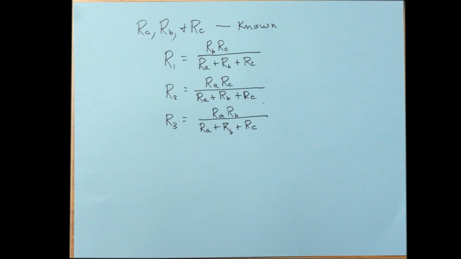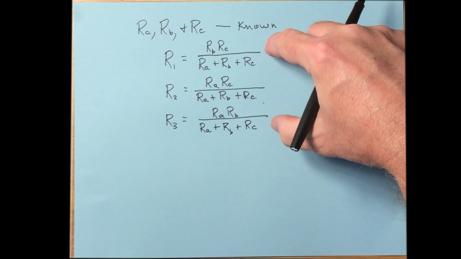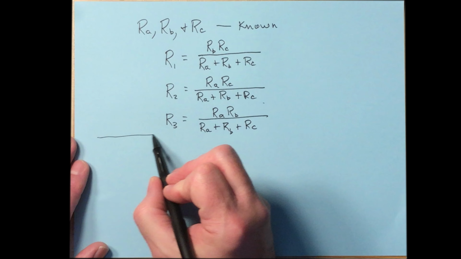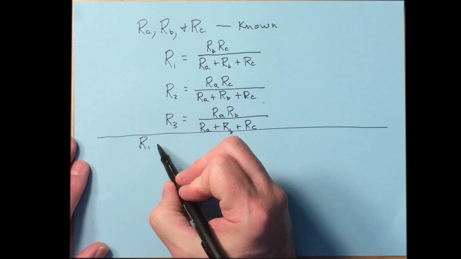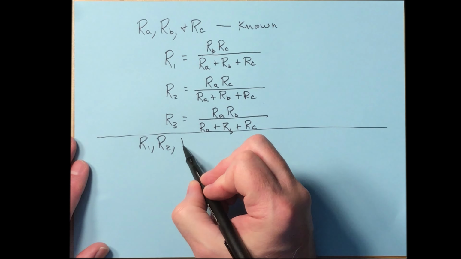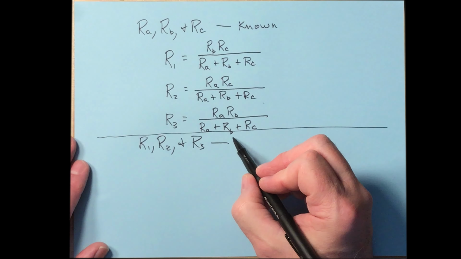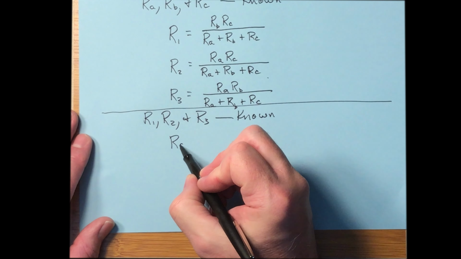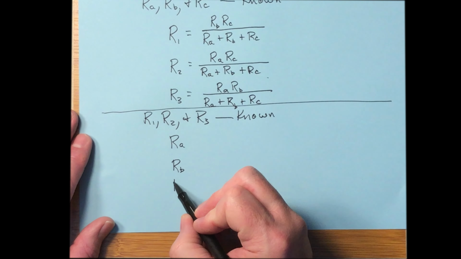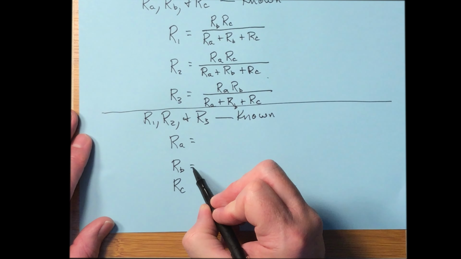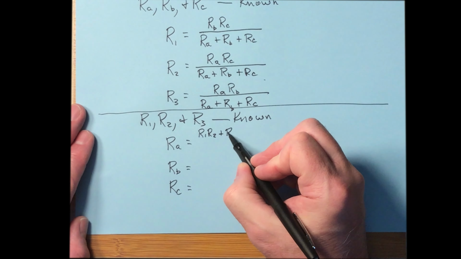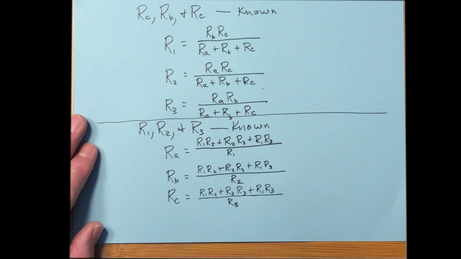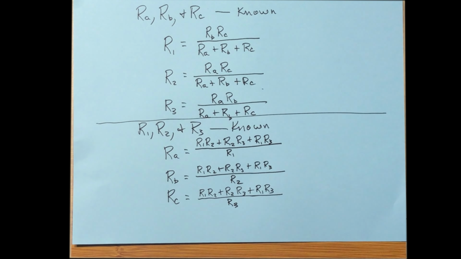That's just a pattern. If you can spot that pattern, then you may be able to write these down and then use them for transformations. Now, for the other direction, R1, R2, and R3 would be known. And in that case, you end up with equations for R sub A, R sub B, and R sub C. And here's what they look like. There are your transformation equations when you want to go back the other direction.